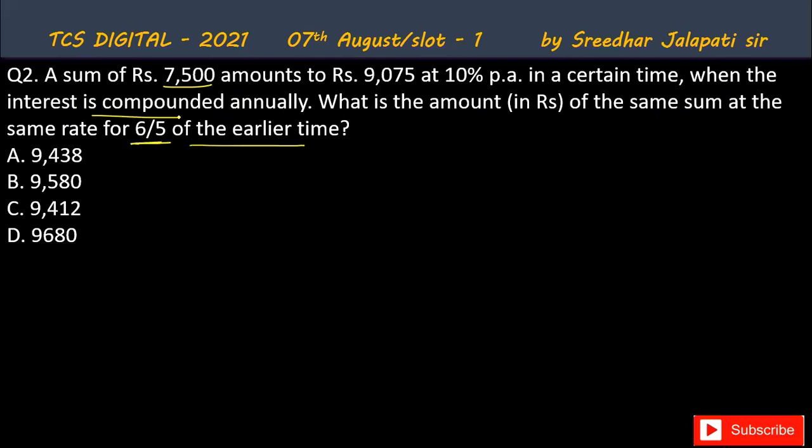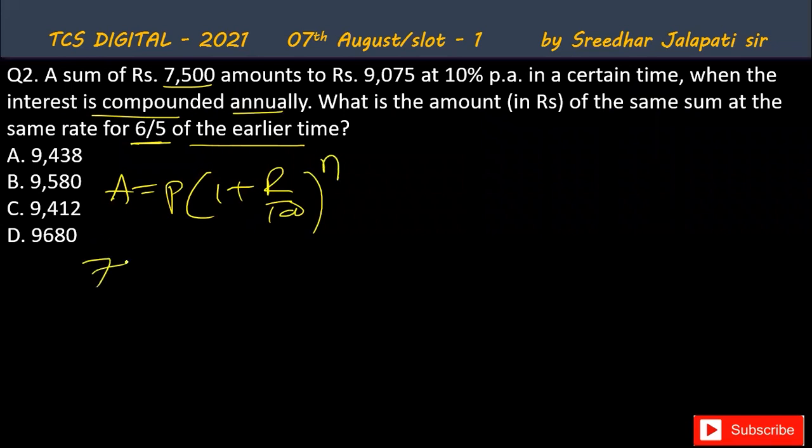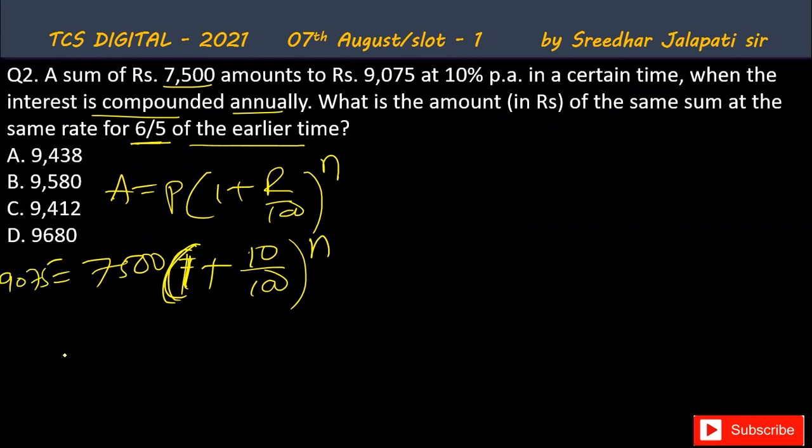Now it is given under compound interest. So under compound interest, we know that amount is equal to P into 1 plus R by 100 whole power n, as it is compounded annually. We are given the principal 7,500, and we are given the amount also. So P into 1 plus rate of interest, which is 10 by 100, to the power n. N we do not know. And the given amount is 9,075.